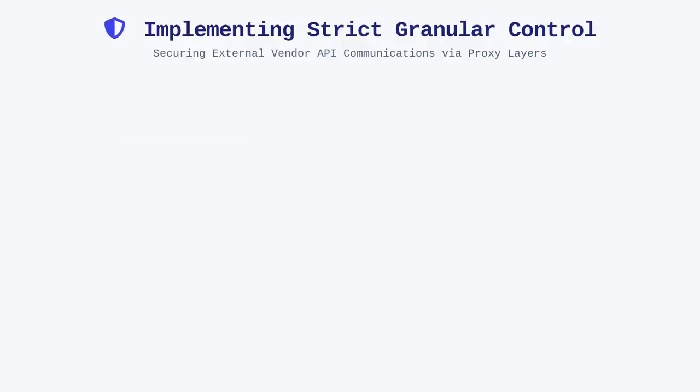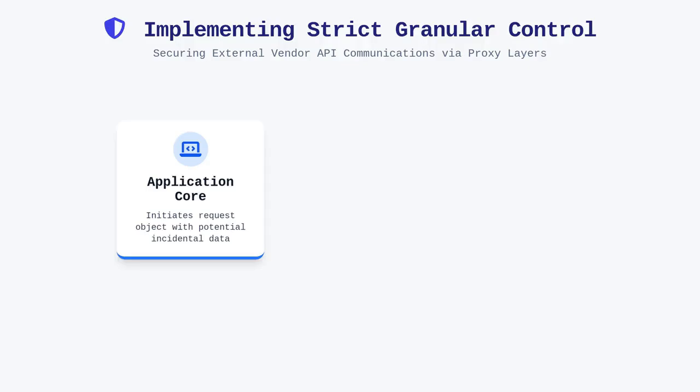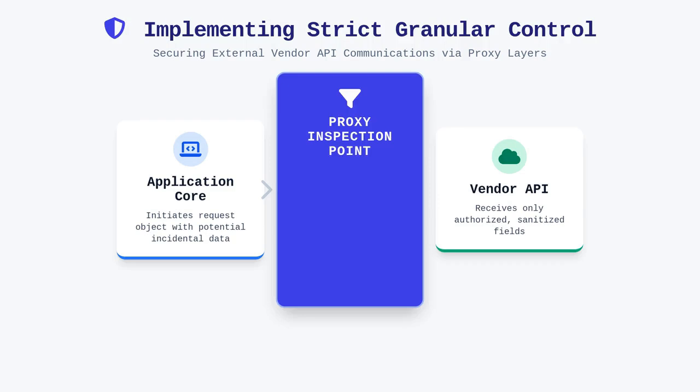To enforce strict granular control, engineers must implement proxy layers that sit between your application core and the external vendor API. These proxies act as a mandatory inspection point where outbound data streams can be analyzed and, if necessary, sanitized according to predefined privacy policies.